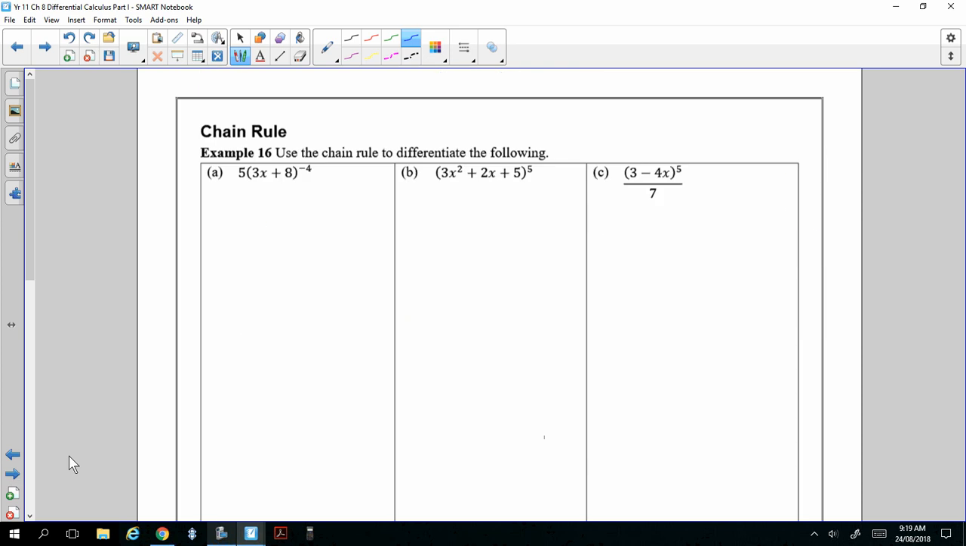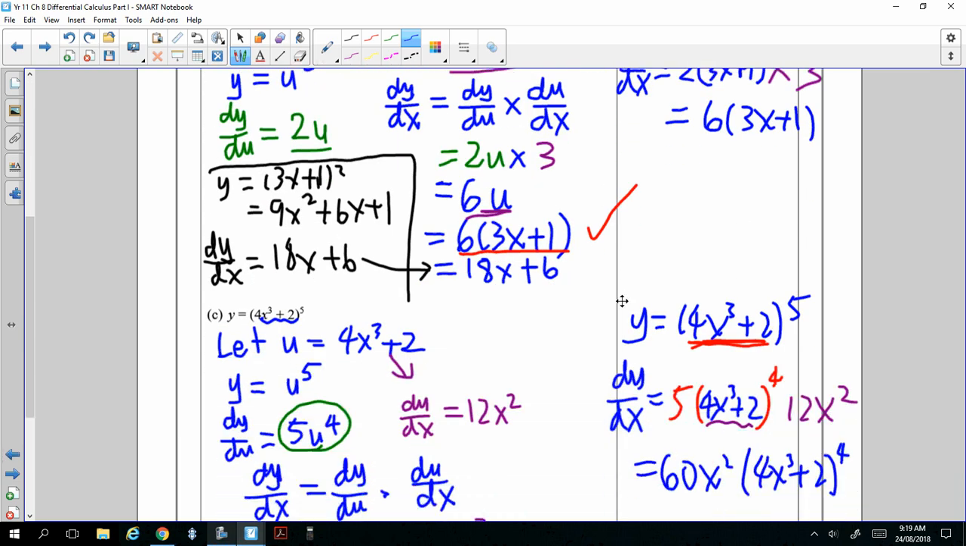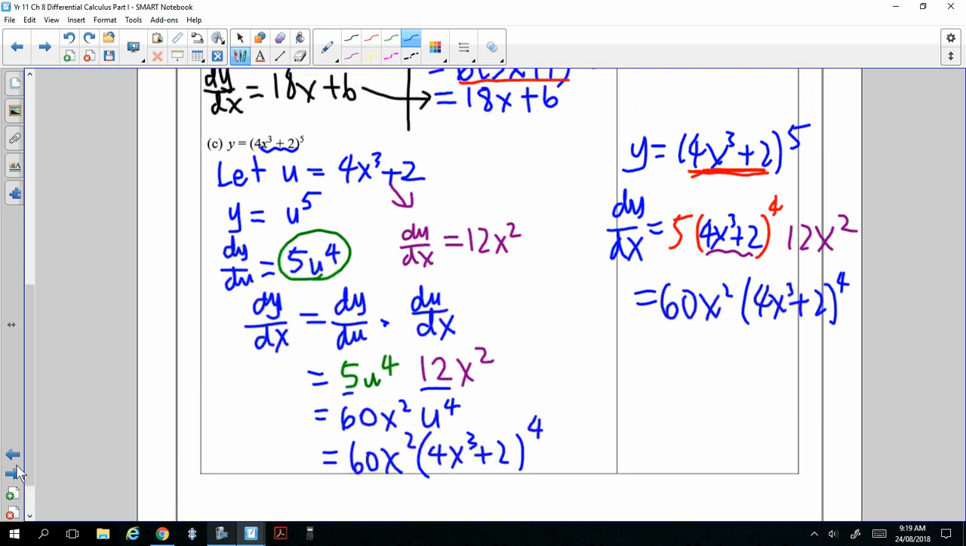Of course, that's what everyone does, the short way. Most people, I don't think I've seen someone using this in an exam because it just takes too long, okay? Yeah, and then times by the derivative. I think that's more procedural.